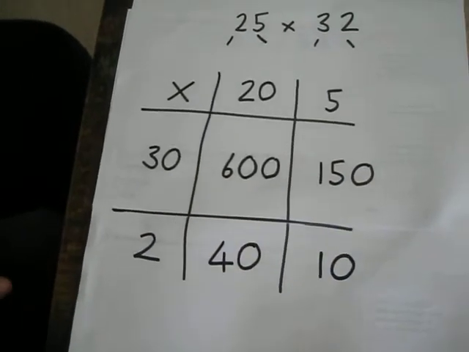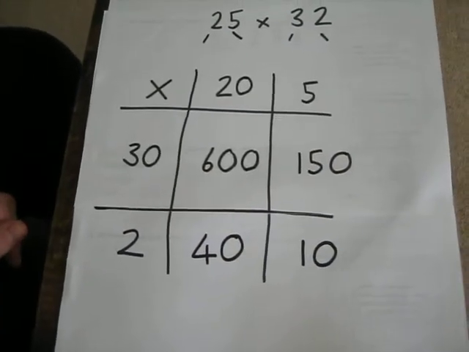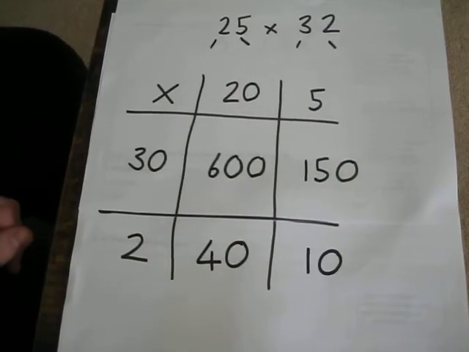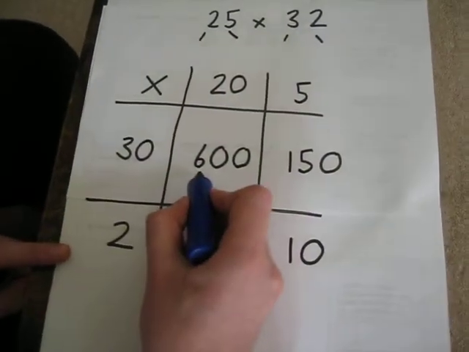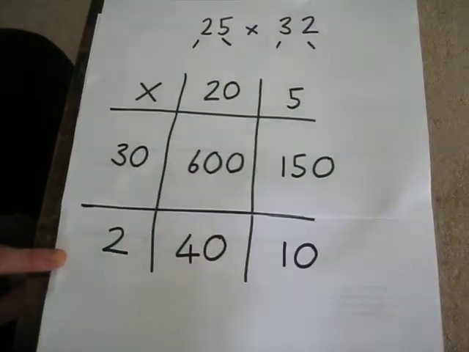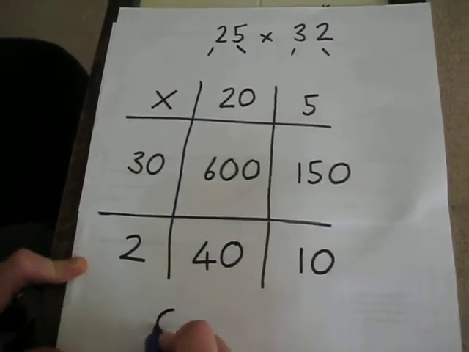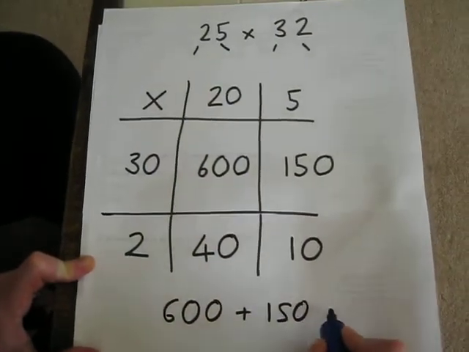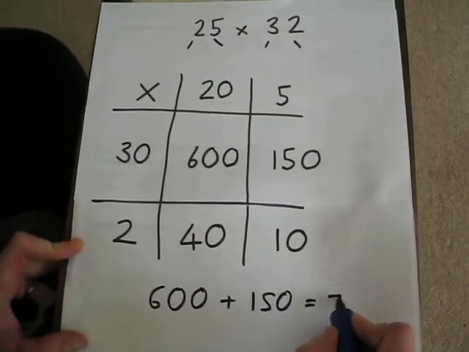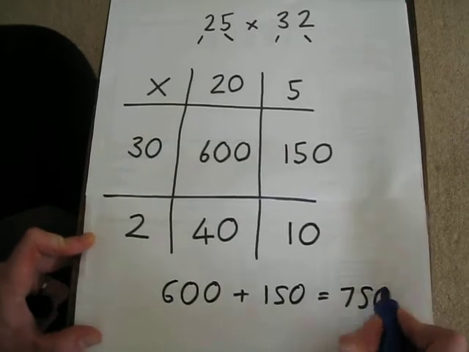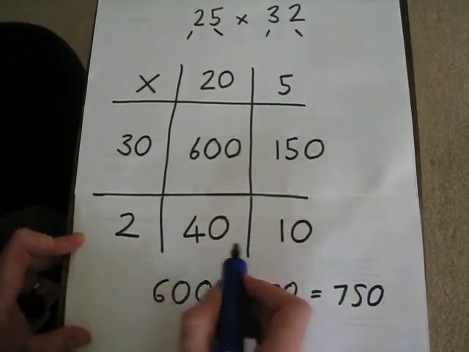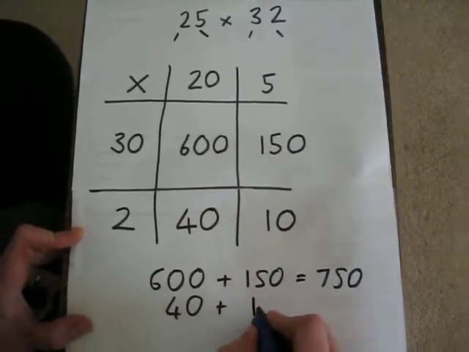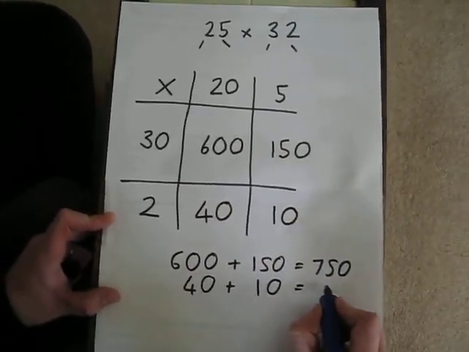At this stage in the calculation, what we have now are the partial products. The next step is to add up these partial products together. If we look here across the top, we've got 600 plus 150, which gives us a total of 750. And along the bottom, we have 40 plus 10, which gives us a total of 50.